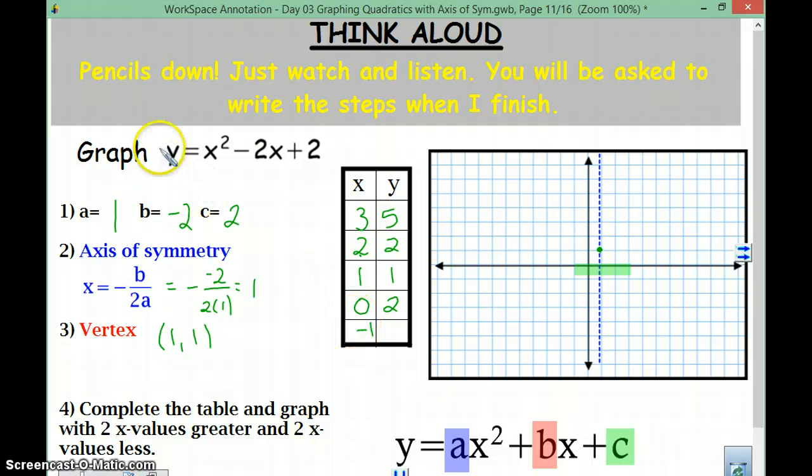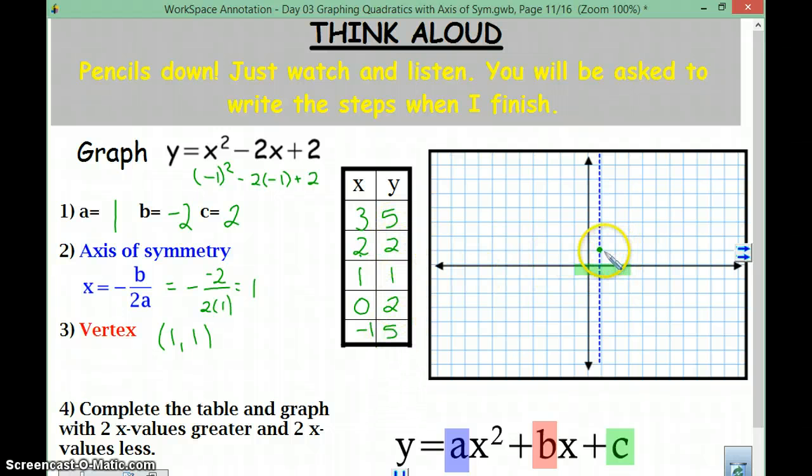What happens if we put negative 1 in? Negative 1 squared minus 2 times negative 1 plus 2. All right, well, let's look at this first. Negative 1 squared is 1 minus negative 2. Is that the same as adding 2? So we've got 1 plus 2 plus 2 more. That makes 5. Is that what you expected?